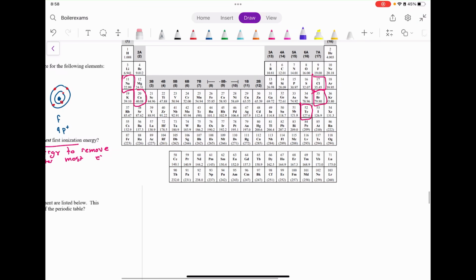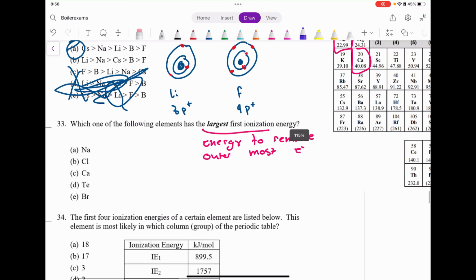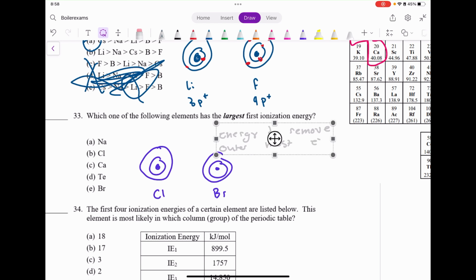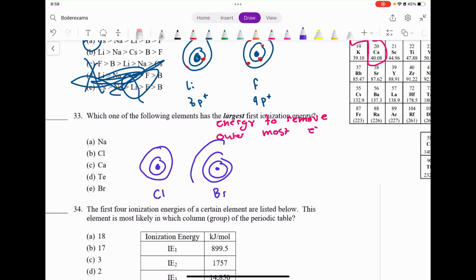Or should we do that? Let's compare chlorine to bromine. Okay, we're going to do chlorine and bromine. So here's our nucleus. Okay. Bromine has, let me do this. Let me move. Okay. Bromine is a whole other group down. It's a lot farther away.